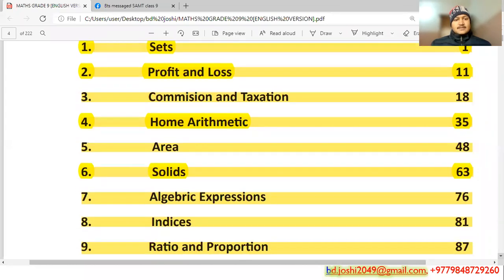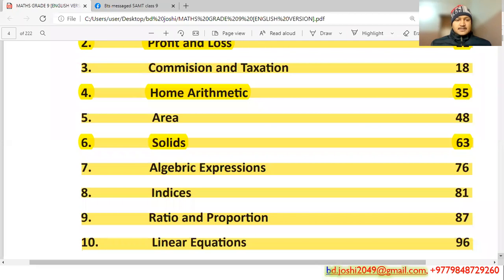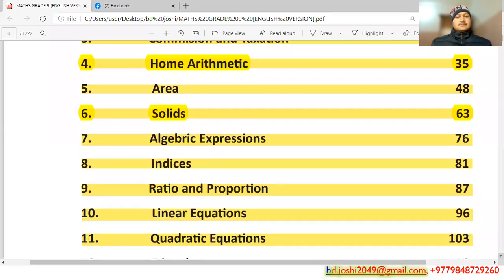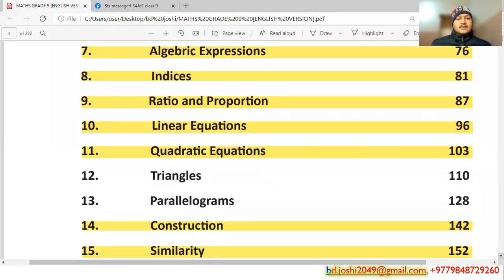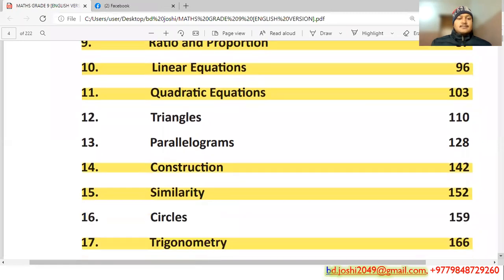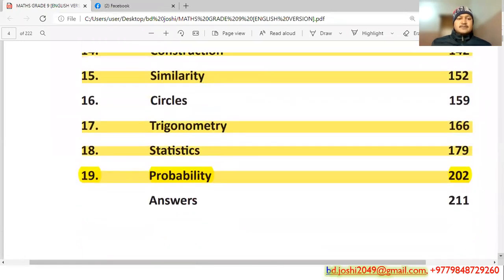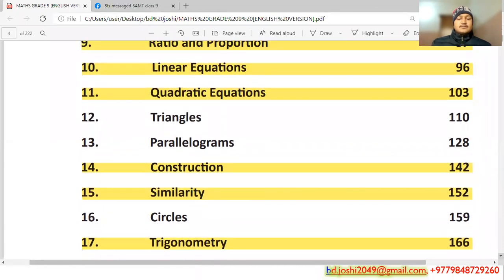Profit and loss, commission, taxation, these all are completed. Arithmetic, area, solids, algebraic expression, indices, ratio and proportion we just completed. Linear equation is also completed. Quadratic equation, triangle, parallelogram and circle: these three chapters are remaining. Only the exercises remain, because theorems are already completed. Yes, sir. We already discussed some common things related to triangle, circle, parallelograms. It remains to solve the exercises of triangle, parallelogram, and circle.